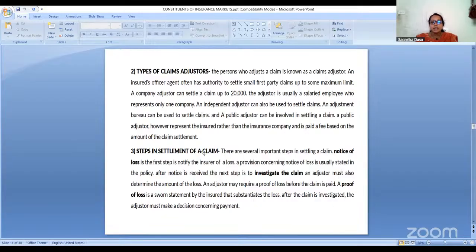Then steps in claim settlement. Now there are several steps in settling a claim. The first one is notice of loss. As the insured party, the policy holder must first inform the insurance company of the loss they are facing. If it is a health related issue, this is the health problem that we are facing, hence I go with the claim settlement. That notice must be given to the insurance company first.